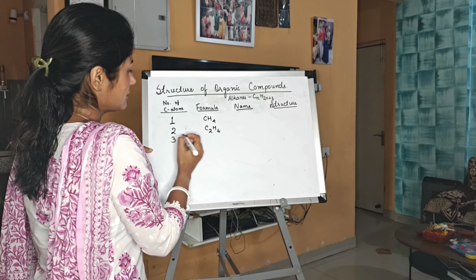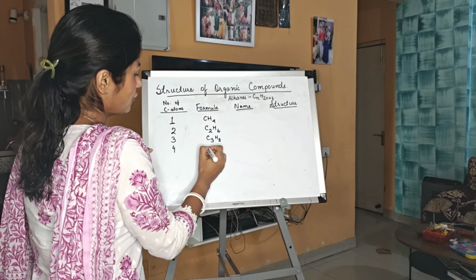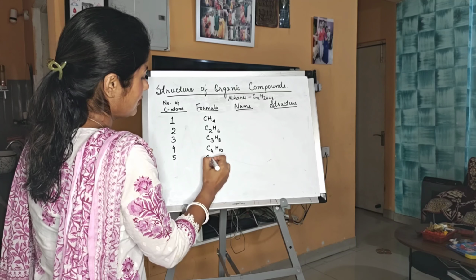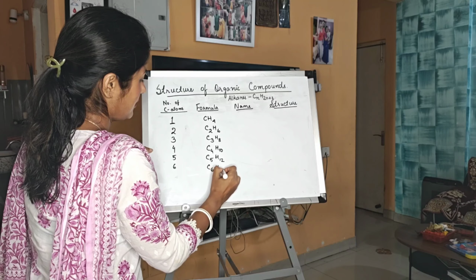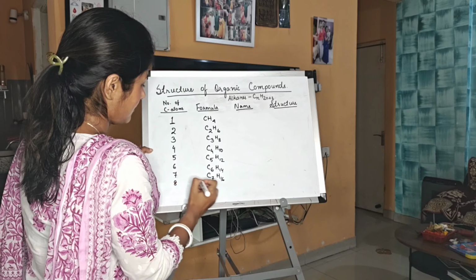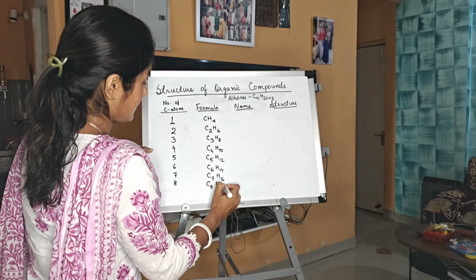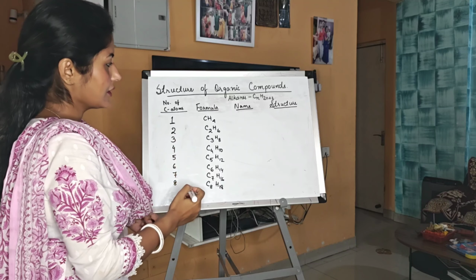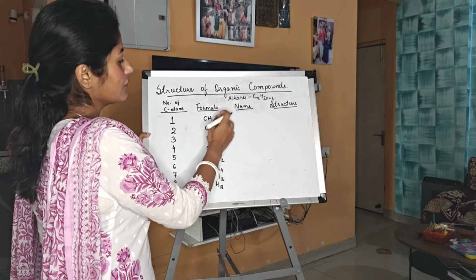If carbon number is 3, the formula will be C3H8. If it is 4, C4H10. So this is how, by substituting values of n from 1 to 8, we can derive the molecular formula of the alkanes. And what will be the names of these compounds?